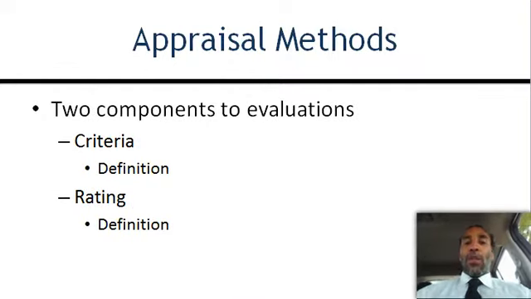Two components to evaluations. You have your criteria and you have your rating. So criteria, the aspects the employee is actually being evaluated on. This is what you're being evaluated on, which should be tied directly to their job description. Then rating is the type of scale that would be used to rate each criteria in the performance evaluation. For example, 1 through 5, essay ratings, or yes or no ratings.